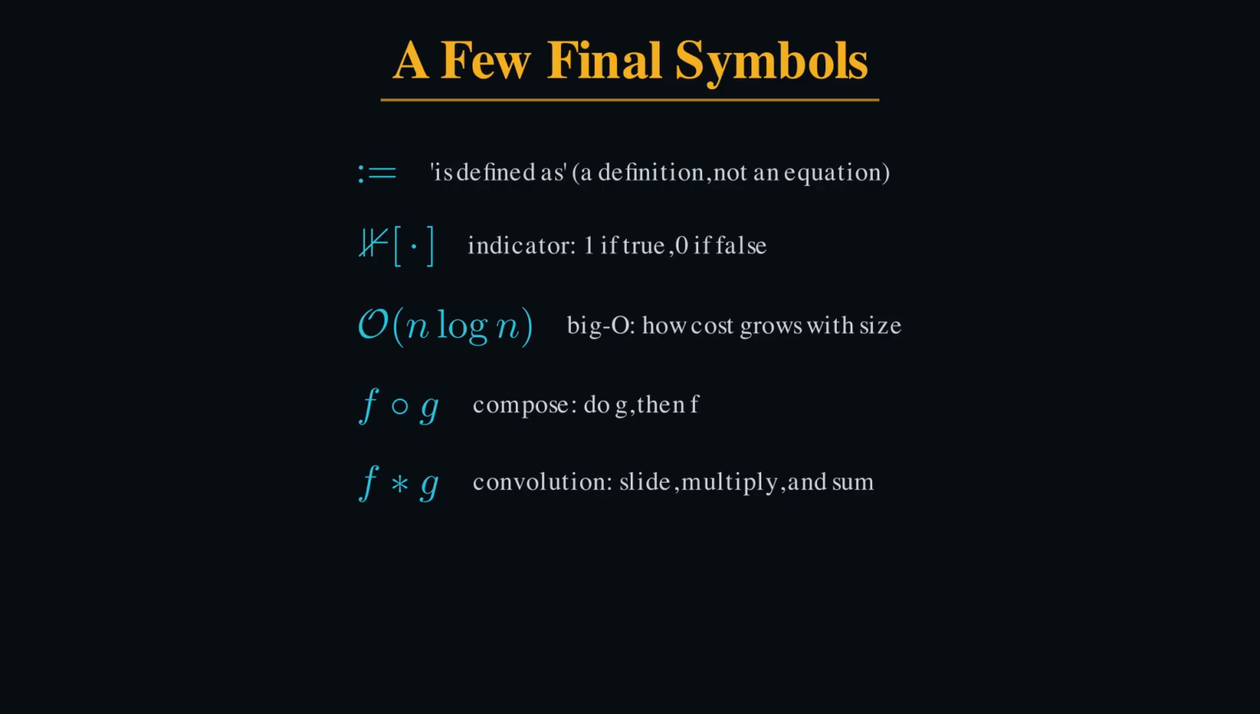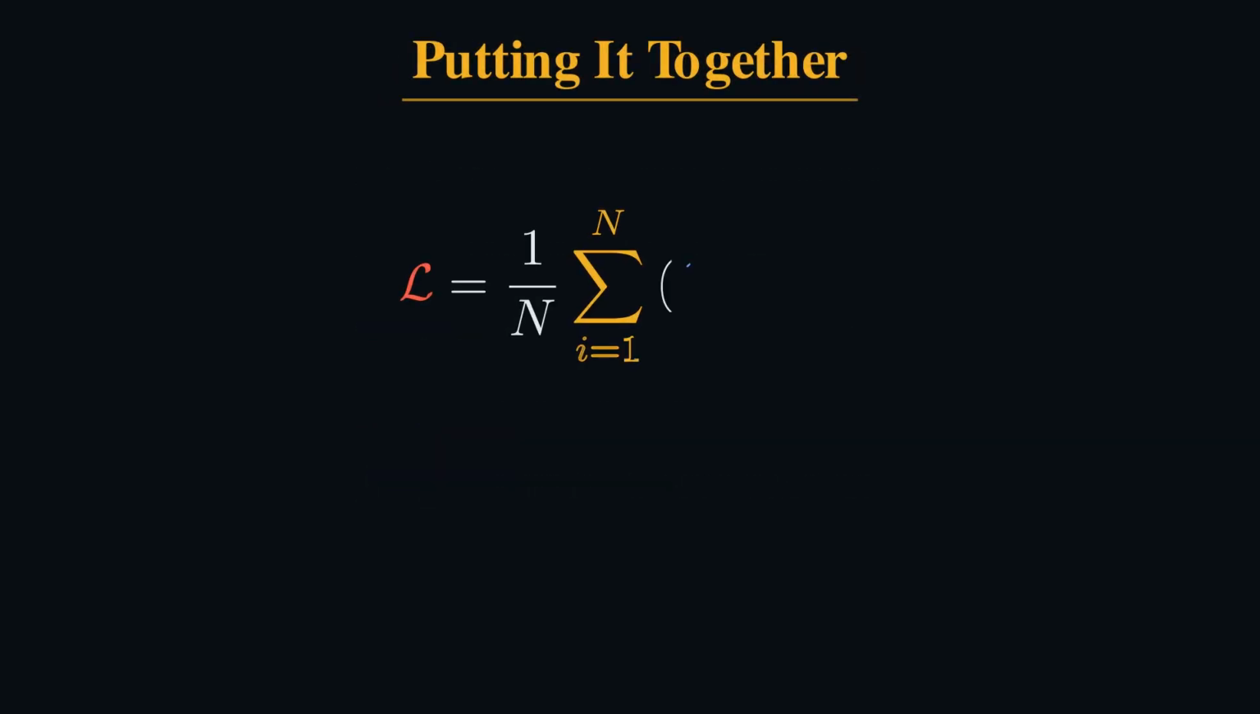The small circle is composition. F circle G means do G first, then F. Exactly the machines feeding machines from episode 1. And the star is convolution, the sliding multiply and add at the heart of convolutional networks and of the Fourier transform. Let us decode a real formula you will meet on day 1 of machine learning, the mean squared error.